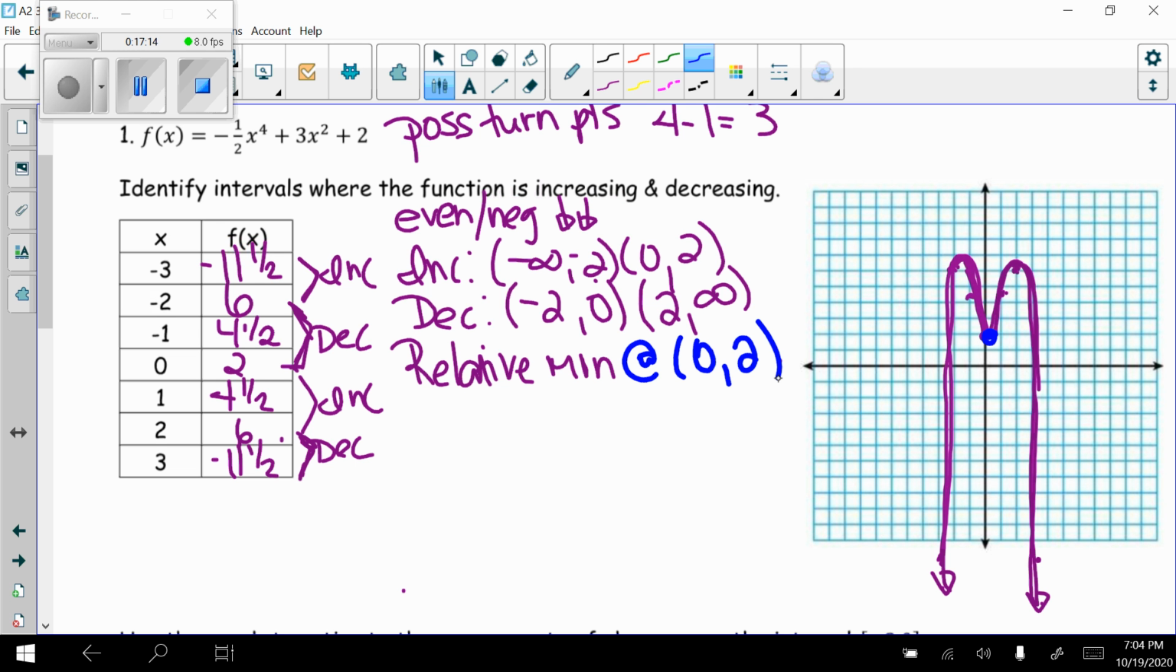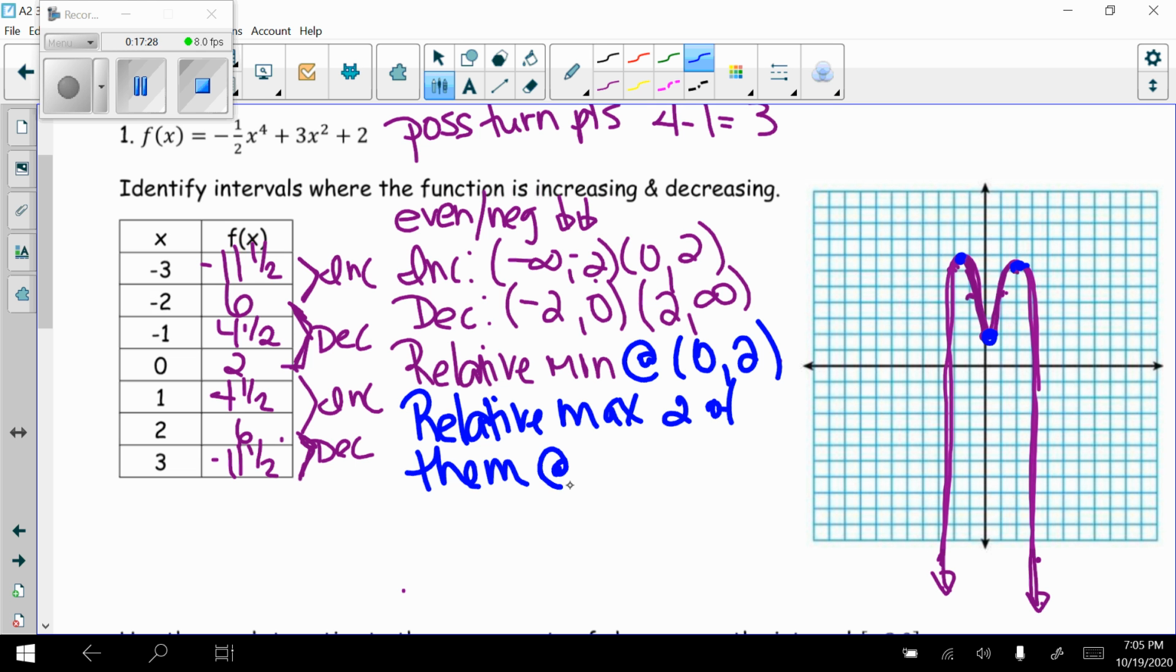This graph has 2 relative maximums, right, here and here. So relative max, we have 2 of them on this graph, and they occur at the points (-2, 6) and (2, 6). So your relative mins and maxes will occur at turning points on your graph.